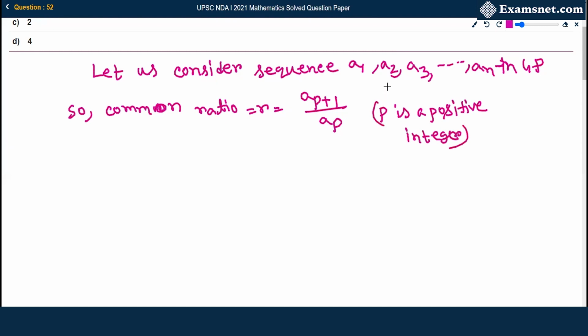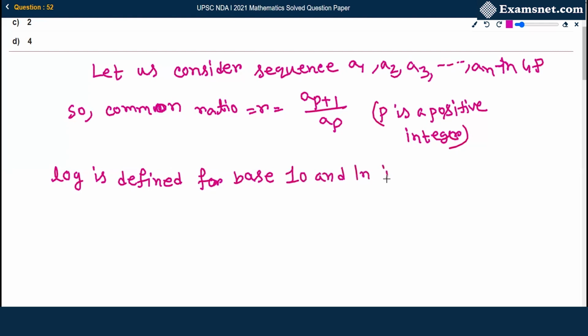Fine. Next, we will discuss logarithm. First of all, here it's given ln. So what is the difference between log and ln? Log is defined for base 10, and ln is defined for base E. Okay, this is the only difference.